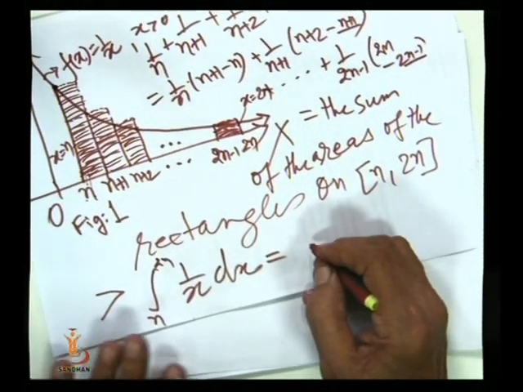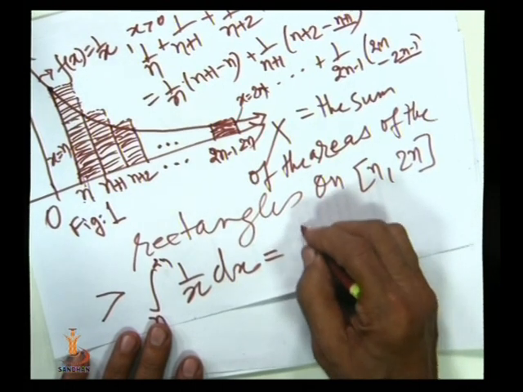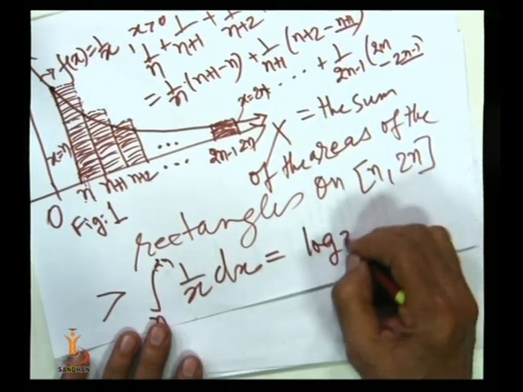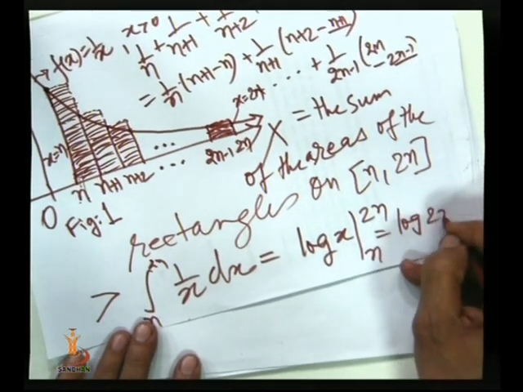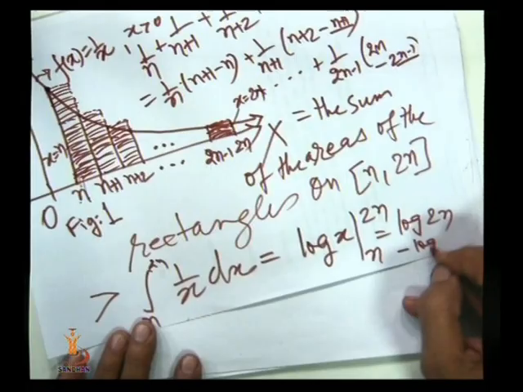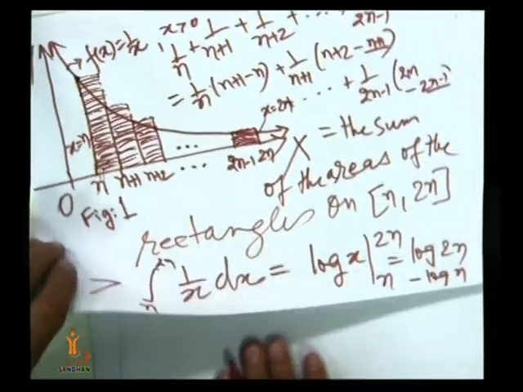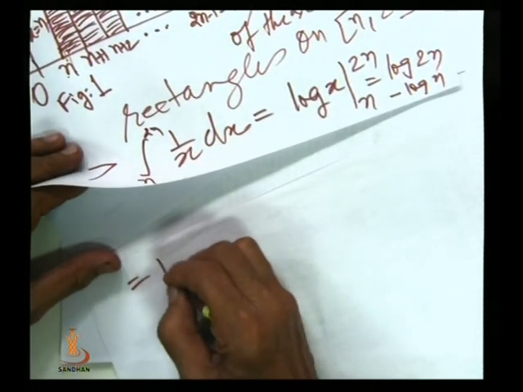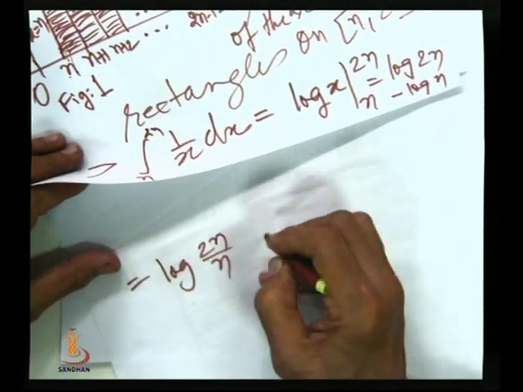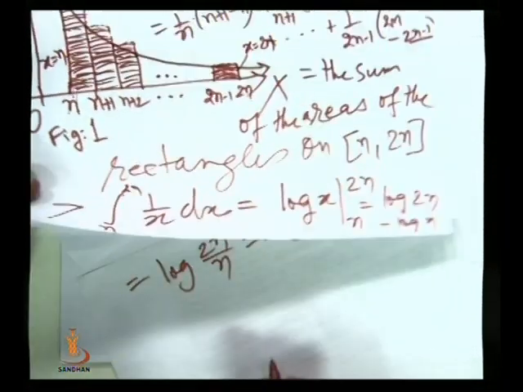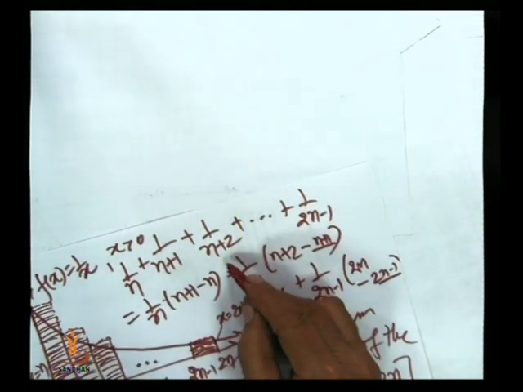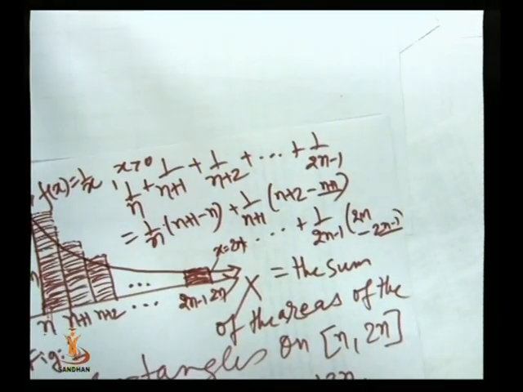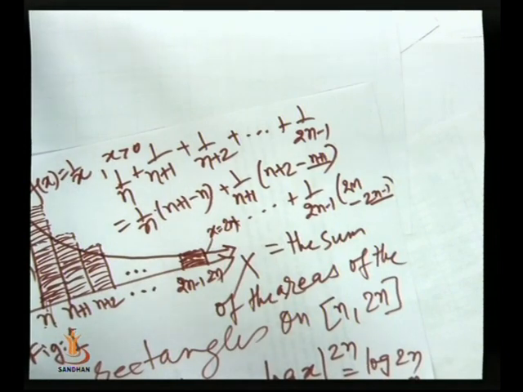So, that gives, 1 upon x integrates to log x, from n to 2n. So, that is log 2n minus log n, that is equal to log of 2n upon n, that is log 2. That means this sum 1 upon n plus 1 upon n plus 1, 1 upon n plus 2, up to 1 upon 2n minus 1 is greater than log 2.